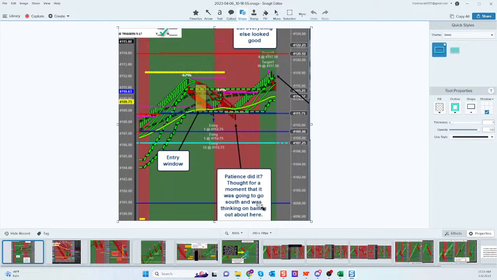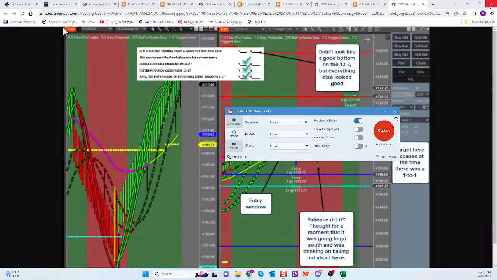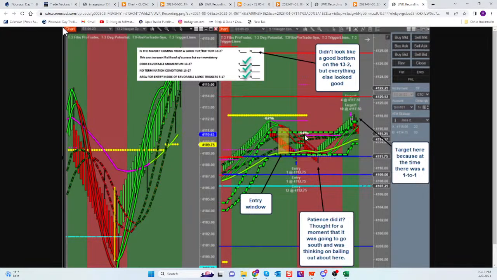And when you talk about patience, did it... I thought for a moment it was going to go south, was thinking on bailing. What did your 13.2 look like? 13.2 was perfect, right? 13.2 was 100% ideal, which means that two divergences don't scare me so much. That clear path helps keep you in the trade, and I think you did a great job on that one.